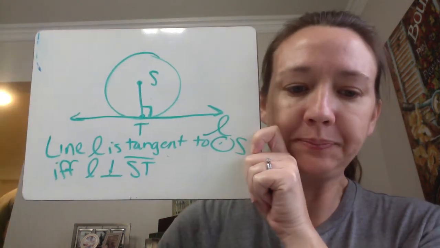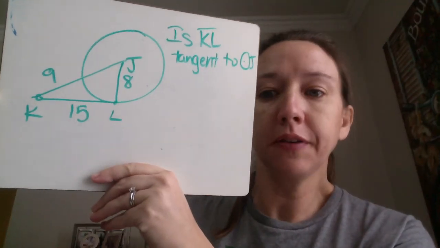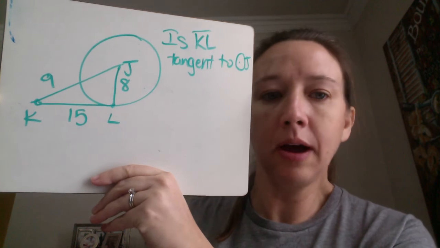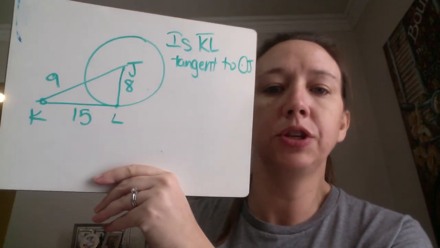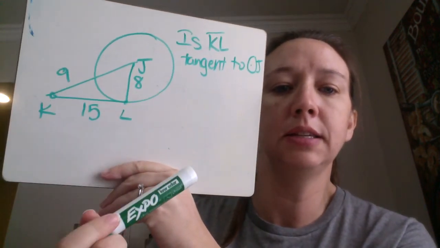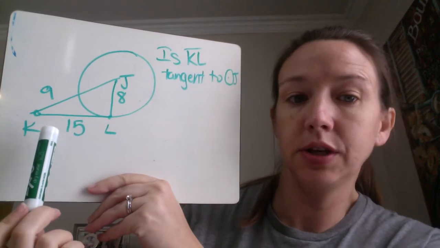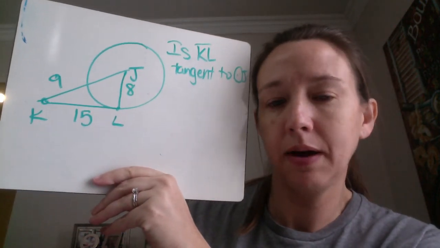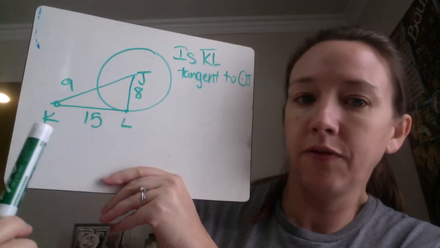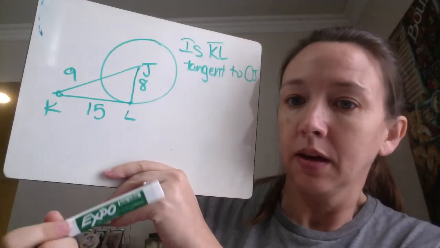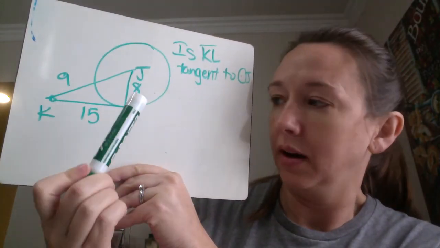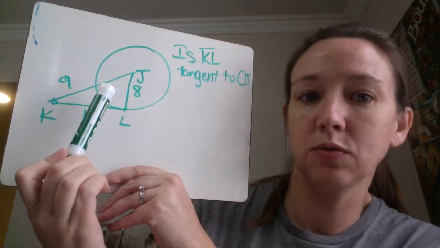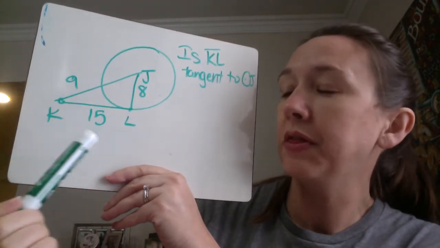Okay, so here's the first example that the book has, and some things to pay attention to. First, the question is this line right here tangent? So if they're asking, is it tangent, think about the theorem we just talked about. What are they looking for you to find? Hopefully you've thought about it. They're looking for you to find that this is a right angle. So we have to prove that this is a right triangle.